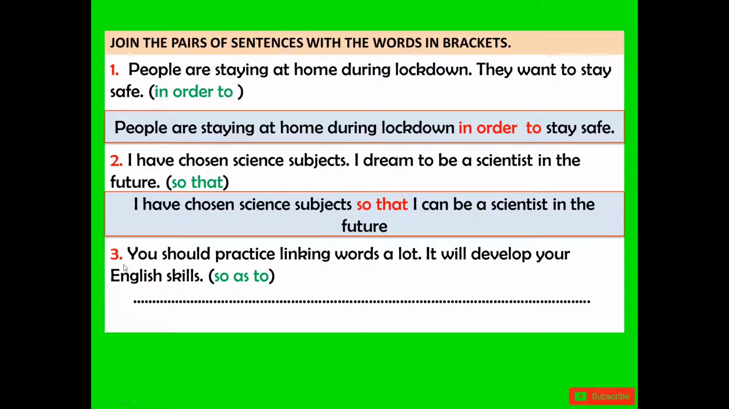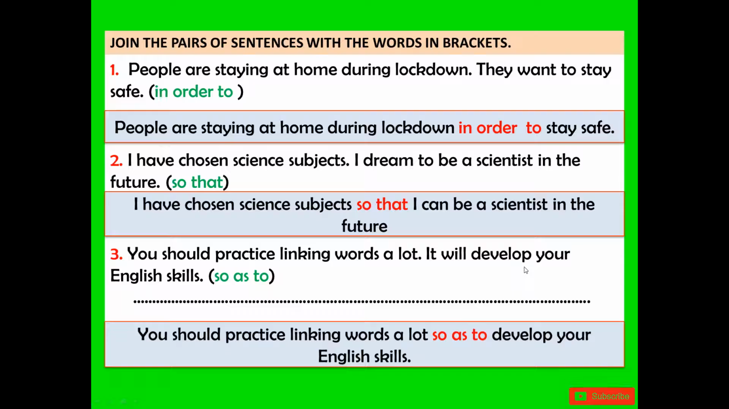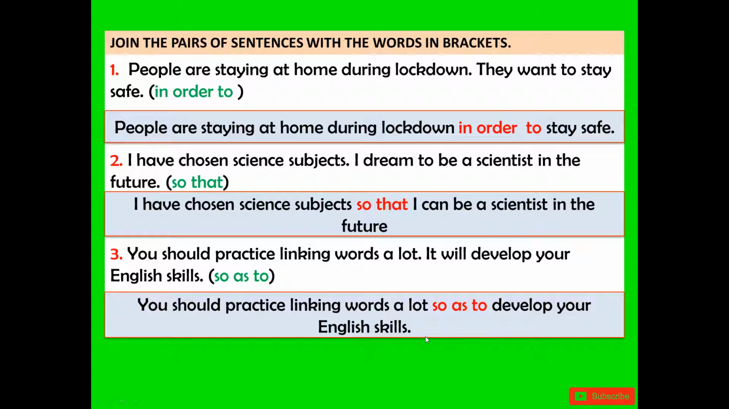Okay. Number three, you should practice linking words a lot. It will develop your English skill. Join the two ideas, use so as to. What is the purpose here? Okay, the purpose of learning linking words is to develop your English skills, right? So this is the purpose. So as to what? To develop your English skills. We can say you should practice linking words a lot so as to develop your English skills.